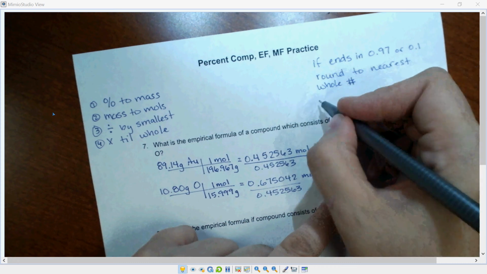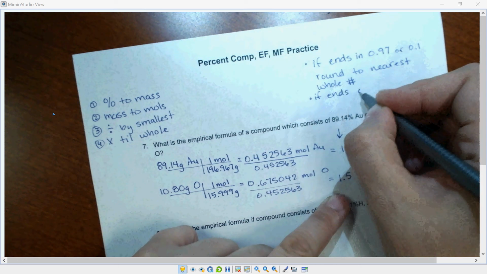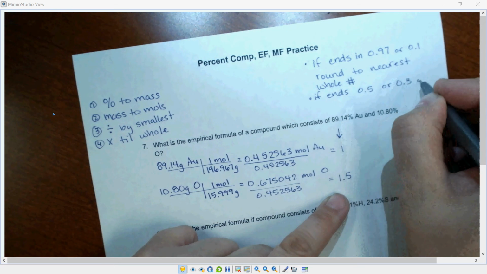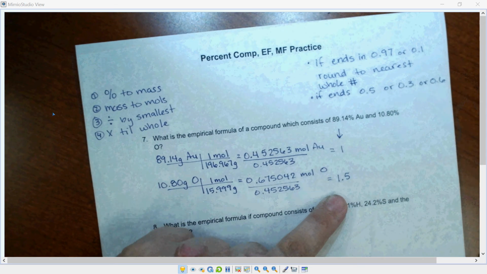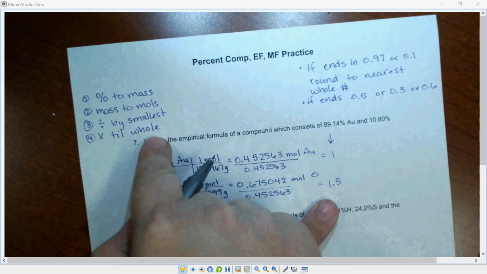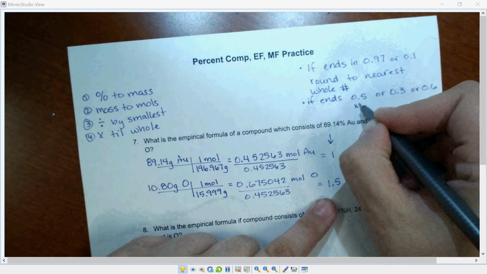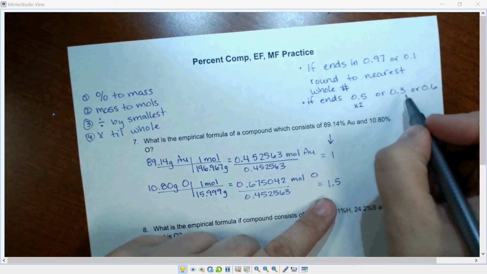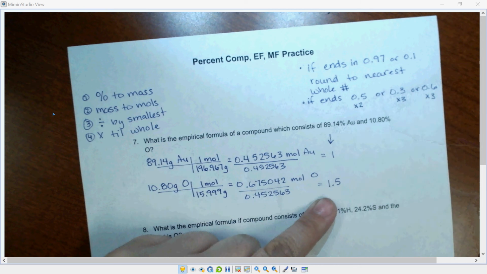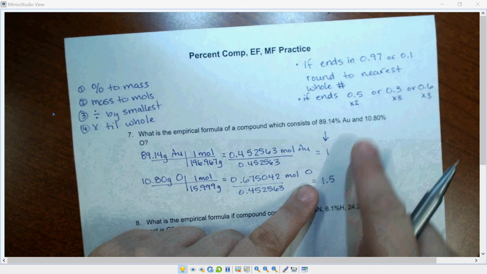But if it ends in something like 0.5 or 0.3 or 0.6, that's not quite close enough for us to round to the nearest whole number. So that's where step 4 comes in. We'll multiply till whole. If it ends in 0.5, the thing you've got to multiply by is 2 to get it to a whole number. If it ends in either 0.3 or 0.6, you can multiply by 3, and then you'll be close enough to a whole number. Since this ends in 0.5, I'm going to multiply by 2.